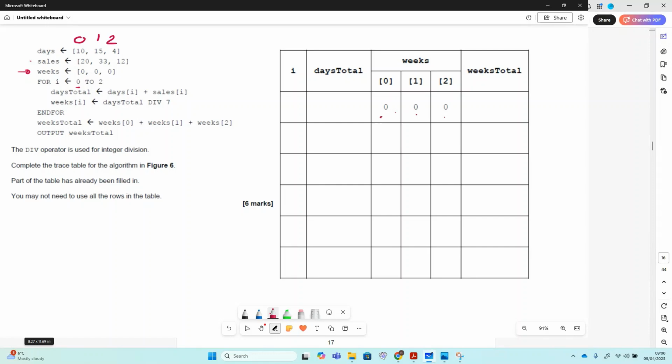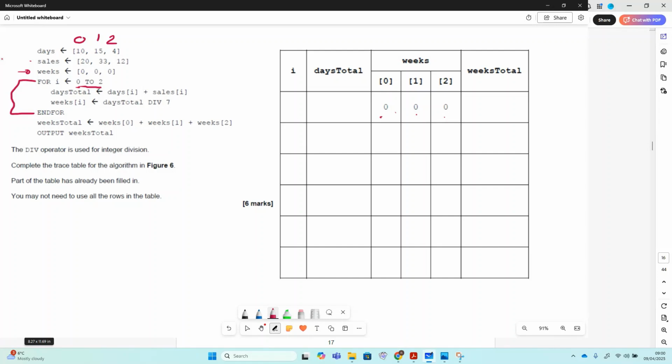So we've got a for loop there, and I starts at 0, goes up to 2. So it goes up from 0, 1, 2. So in pseudocode, it's including the 2. If you were doing Python, it's a range. As we know, it doesn't include the top one, but it does in pseudocode. So that's another thing to remember in the exam.